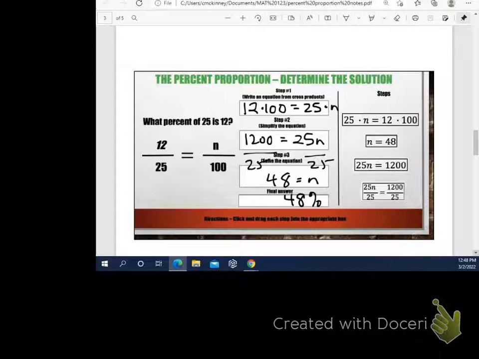Think about, is that reasonable? 50% is 1/2, correct? So is 12 a little bit less than half of 25? Yes. So you can always run through some reasonable checks in your mind, like benchmarks. I know that at 50%, that would be a half, and half would be 12.5. So it should be really close. If I set this up wrong, my answer is going to be way off and not be reasonable.